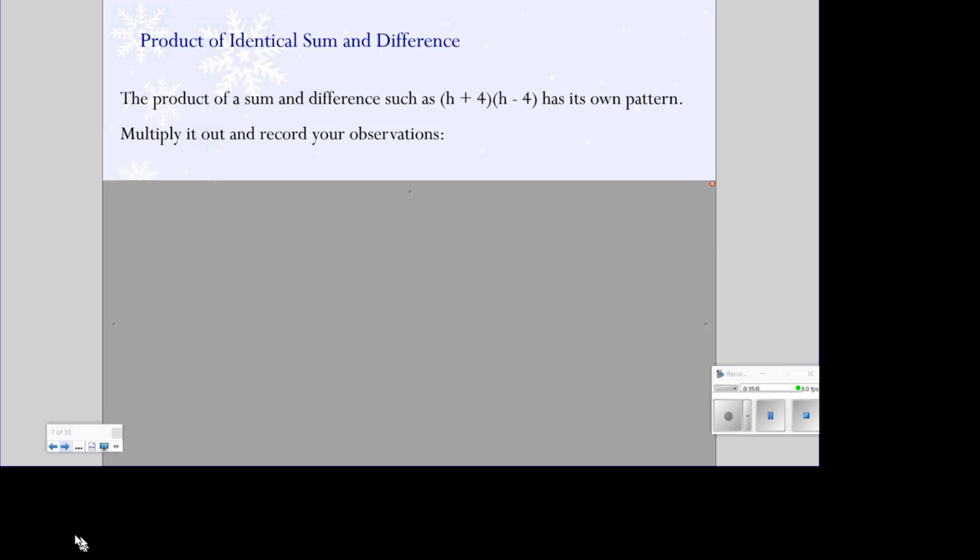So the product of a sum and difference such as h plus 4 times h minus 4 will have its own pattern. So you can recognize a problem like this because the parts of the binomials should match each other. The first parts are both h's, the second parts are both 4's. The only thing is their signs are different. So if you notice this, they will also have a certain pattern. Go ahead, multiply that out.